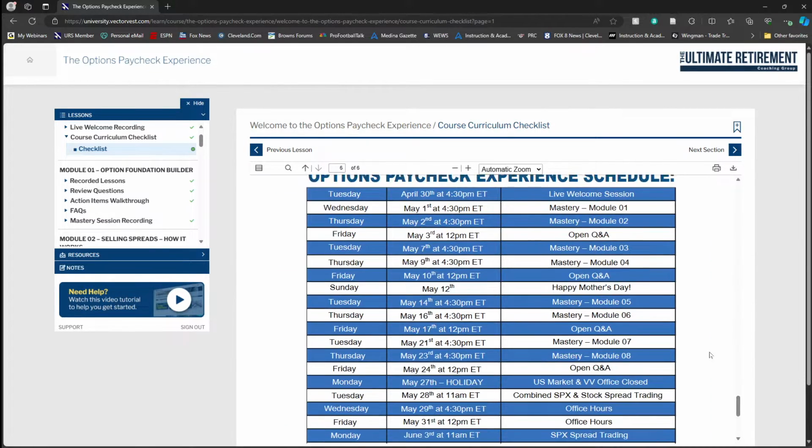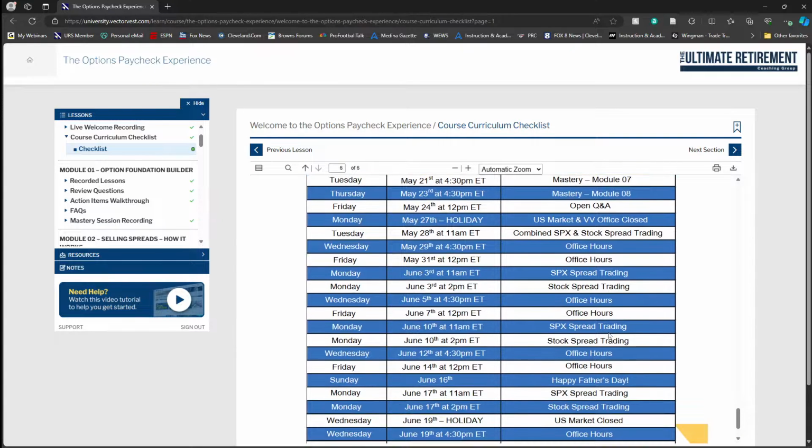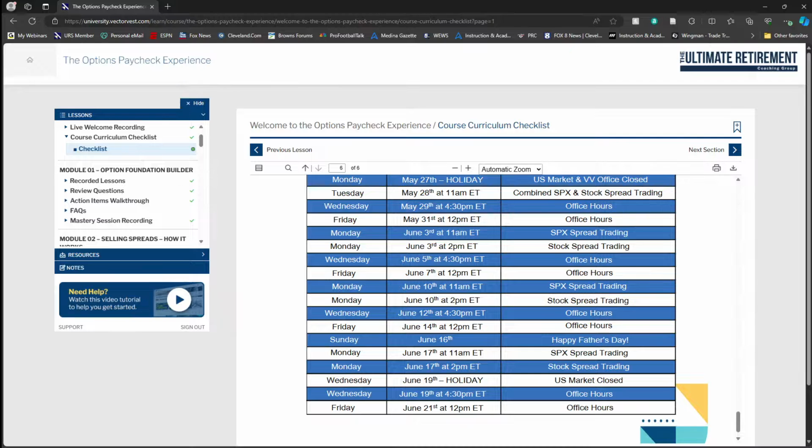Now, the most important thing on this checklist, I think, is all the way at the end. This is the schedule of all of our live events. So Tuesday, we've got our welcome. May 1st at 4:30, we've got our Mastery 1. 4:30 on May 2nd, Mastery 2, and then onward all the way through the ending part of June.